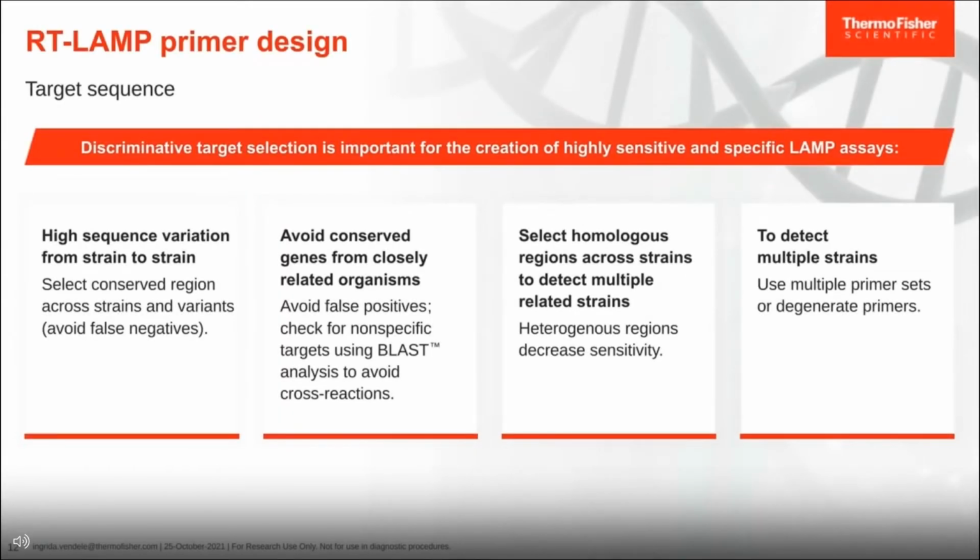The target sequence is also important in successful LAMP assay design, and if faced with high sequence variation from strain to strain and aiming to detect multiple strains, select conserved regions across strains and variants to avoid false negative results, or also avoid conserved genes from closely related organisms to avoid a false positive result. And BLAST can be used to check for nonspecific targets. Select homologous regions across strains to detect multiple related strains, and if aiming to detect multiple strains, you can also use multiple primer sets or degenerate primers.